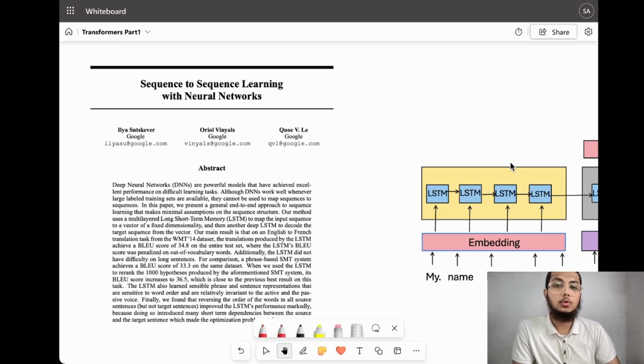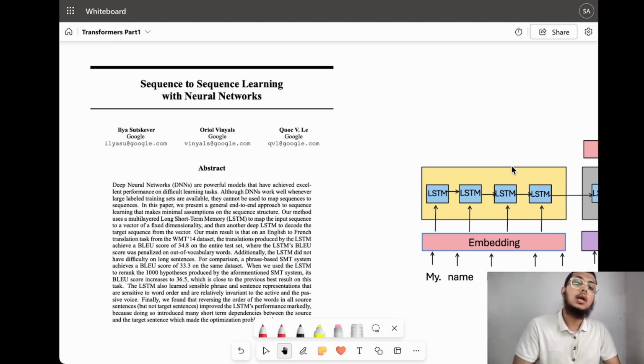We discussed this paper in great detail 2 to 3 videos ago, but still, just for the story, let me revise it once. In this paper, an architecture was proposed to solve sequence to sequence tasks like machine translation. It was said that if you have to solve a sequence to sequence task like machine translation, you can use an encoder decoder architecture, and LSTM was used in both the encoder and decoder.